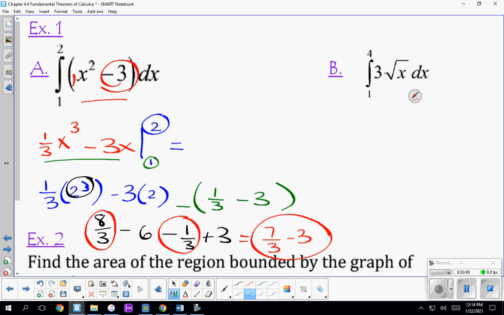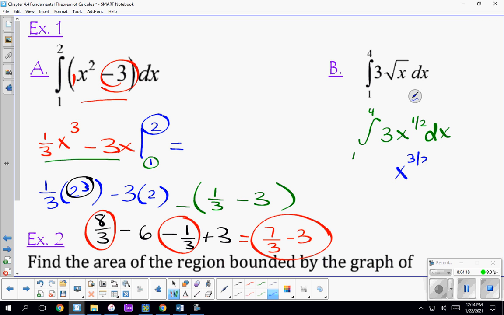The next example, when it's written as a radical, we do need to turn it into a power so that we can apply the power rule. So this is really the integral of 3x to the 1/2 power, and we're integrating from 1 to 4. Again, this says find the area under the curve, so my answer will be a number.